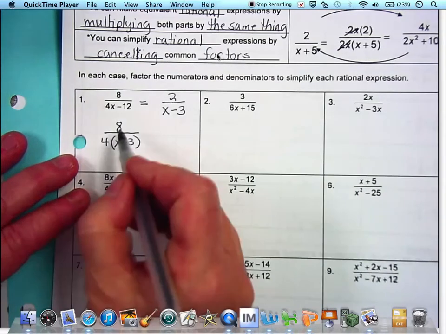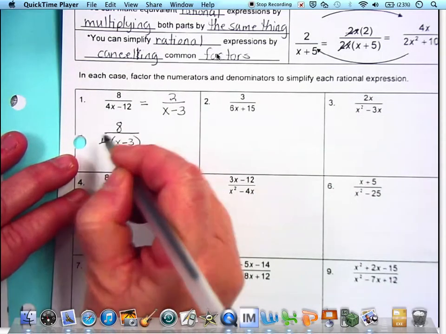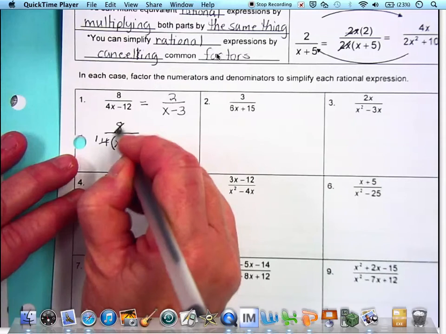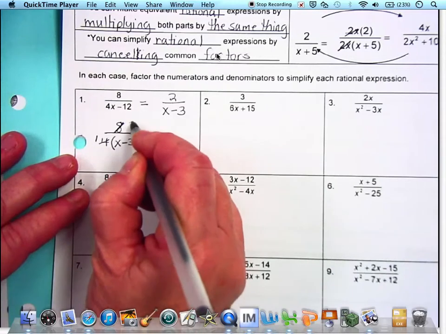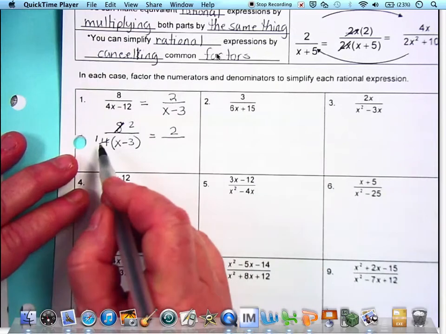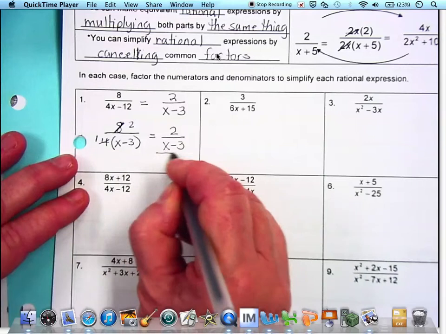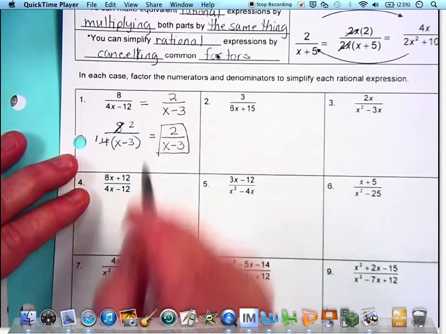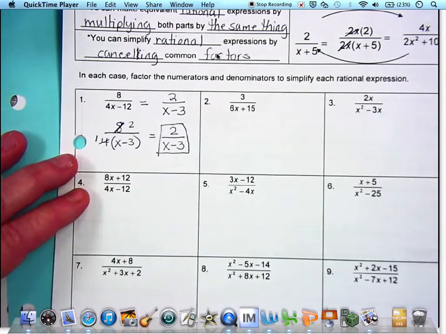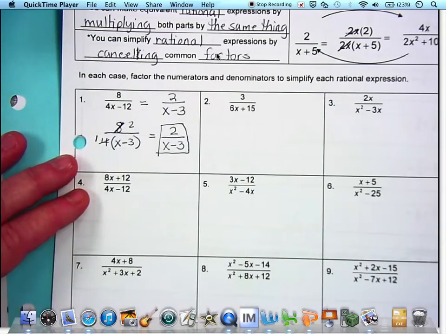Okay, and then you can reduce. 4 will go into 4 once, and 4 will go into 8 twice. So you end up with 2 over 1 times x minus 3, or just x minus 3. Now I know that seems a little more complicated for this problem. It is. But when we get down to these, like number 5, we're going to have to do it that way.